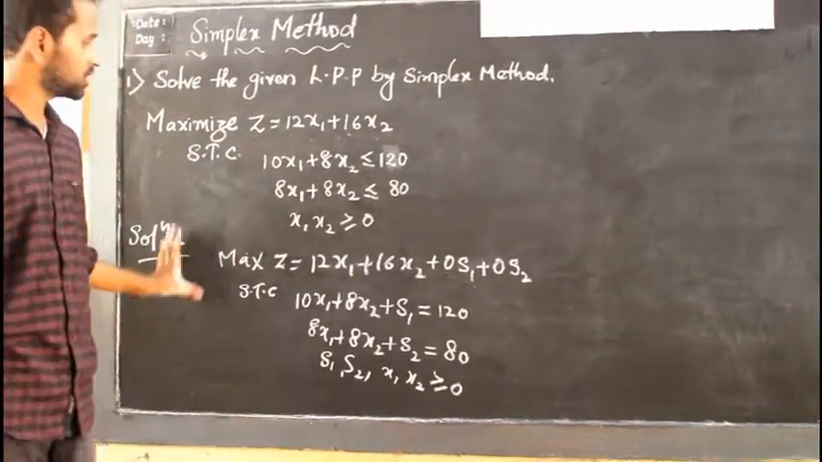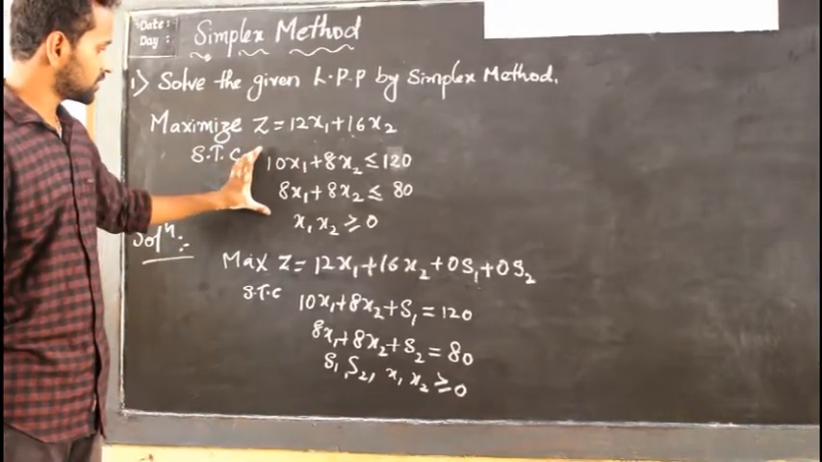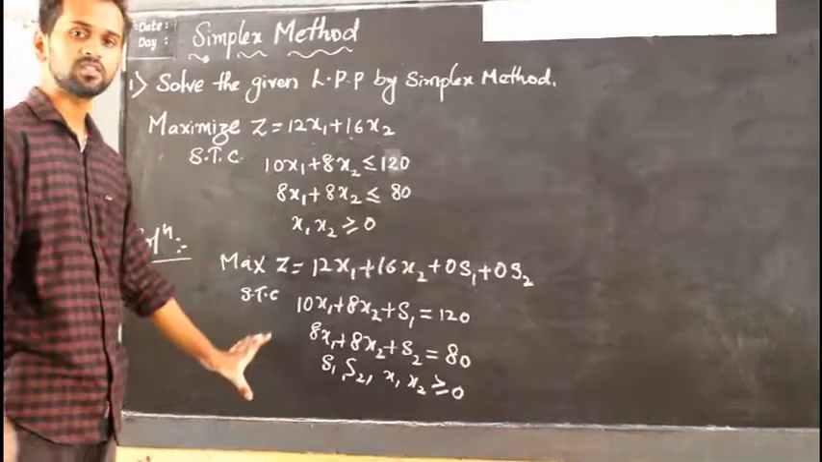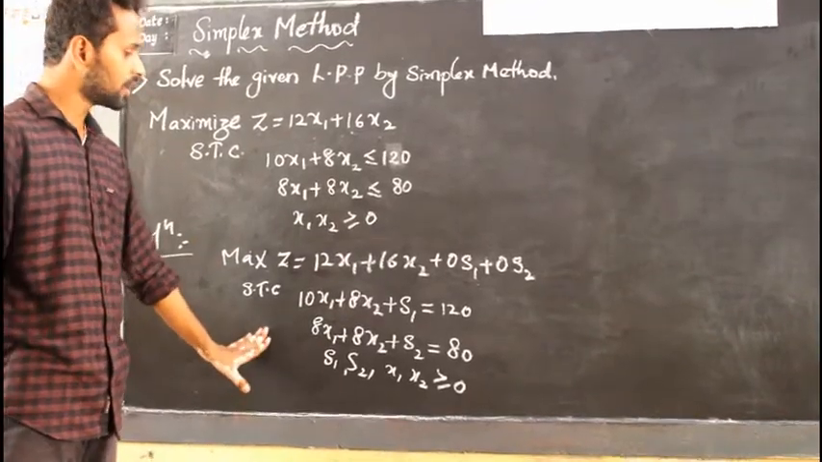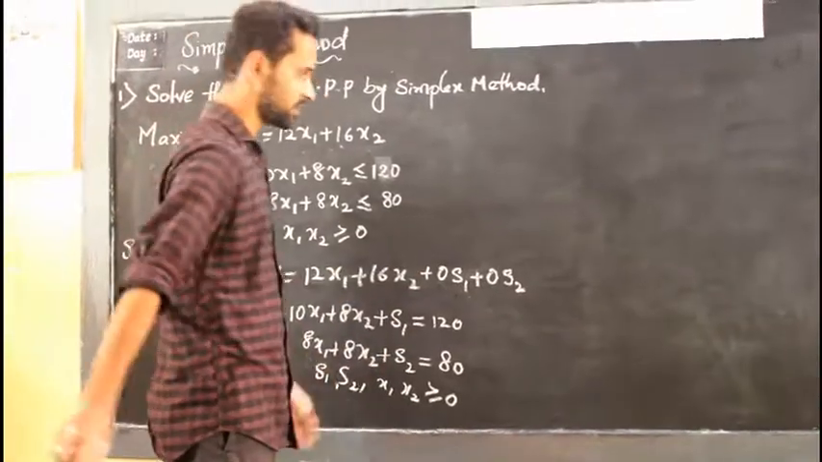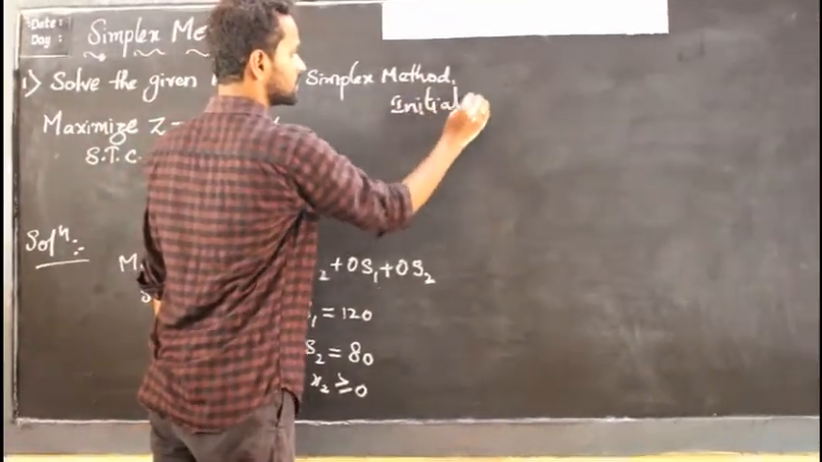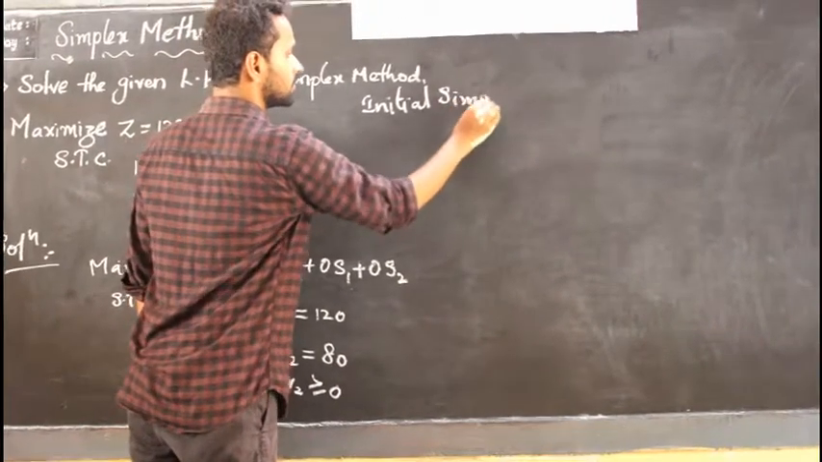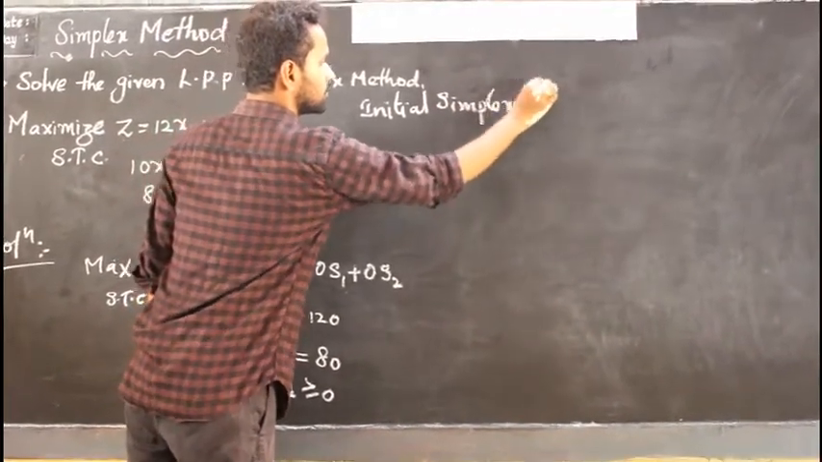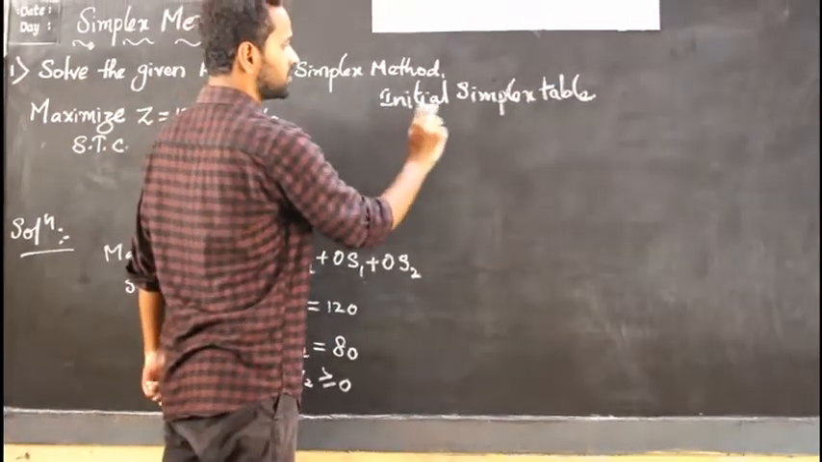What you need to do? First you need to consider that the maximization is the objective function, convert your subject constraints, the inequalities, to equations, and we need to model the initial simplex table. Now let us consider the initial simplex table. We have to make an initial simplex table.